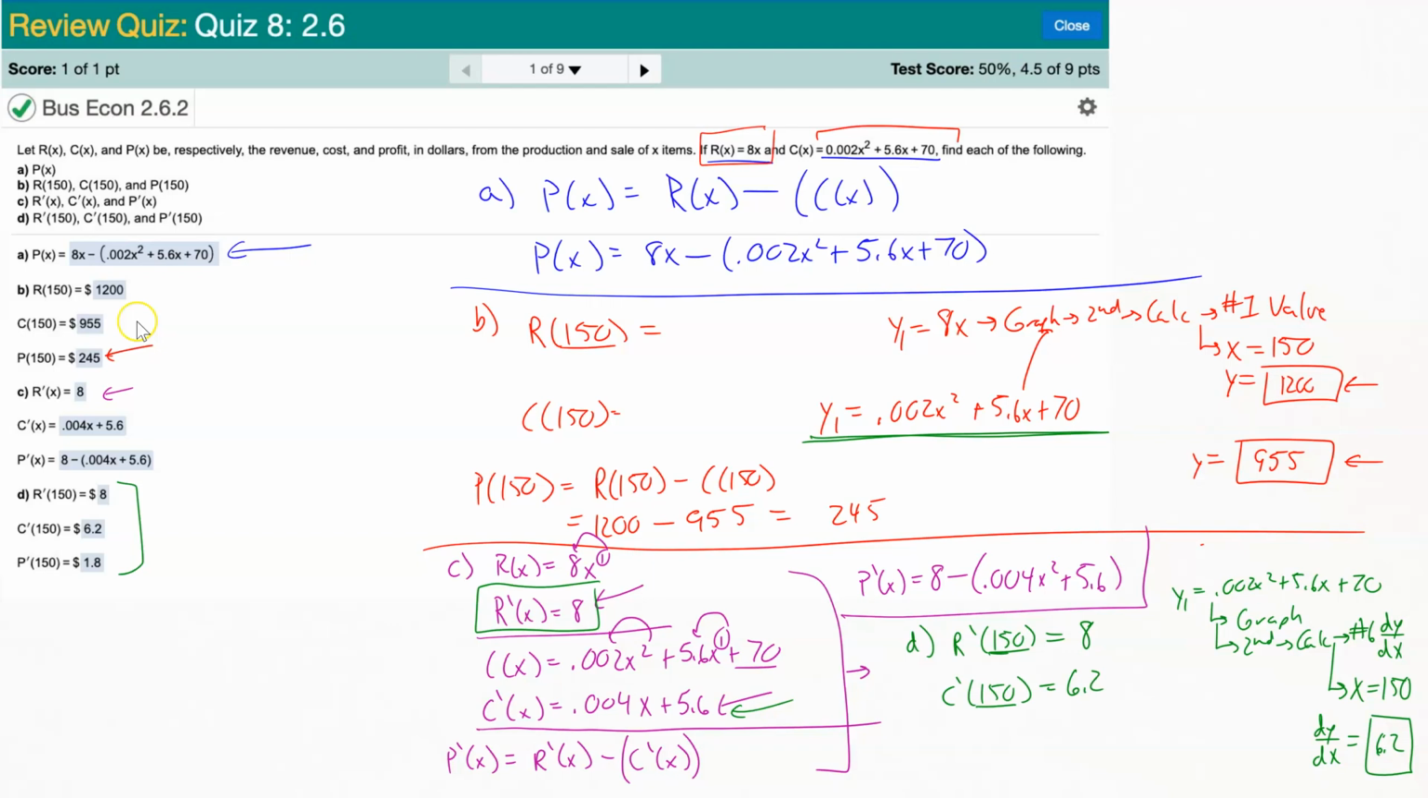And just like we did with the original profit equation, P prime of 150 is equal to R prime of 150 minus C prime of 150. I know what those values are. That's my 8 and my 6.2. So I'll just do 8 minus 6.2, which is going to get me 1.8 for my final answer for my derivative of my profit at 150. So a lot of pieces, but not too rough.